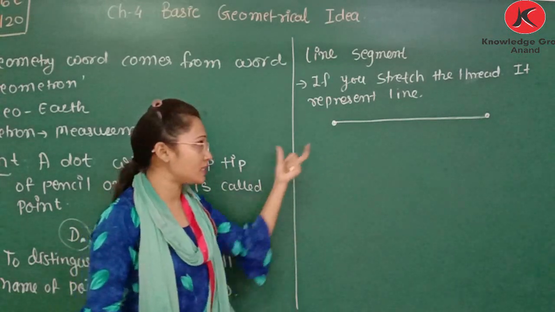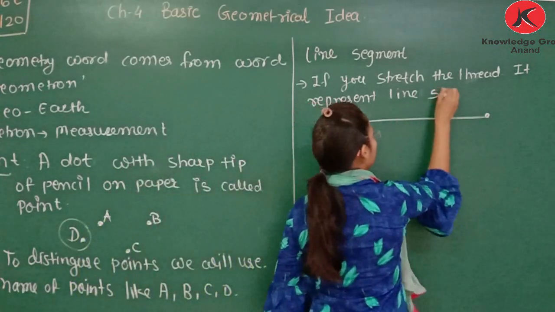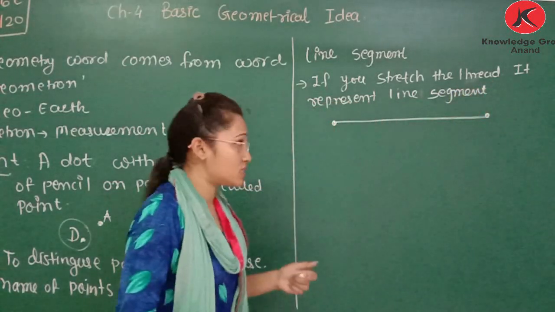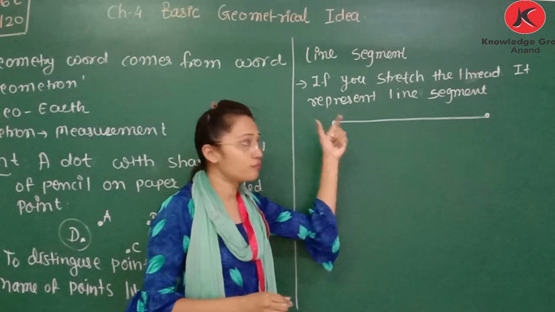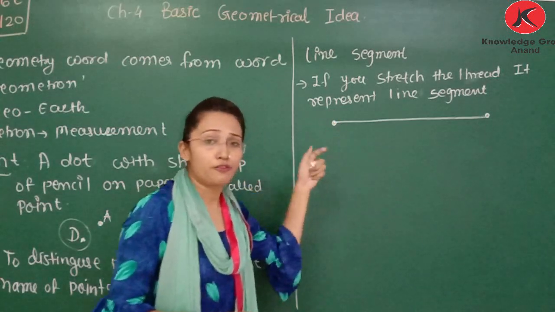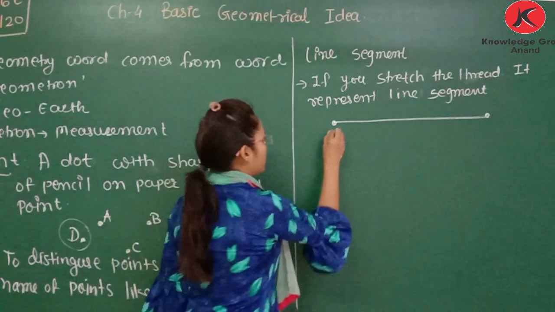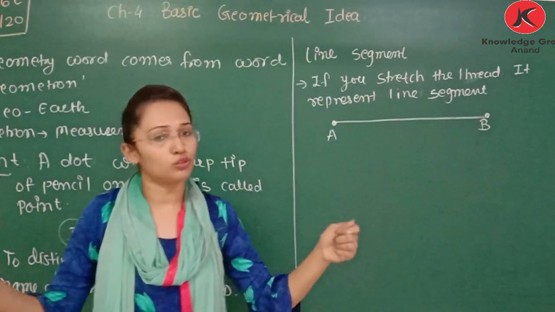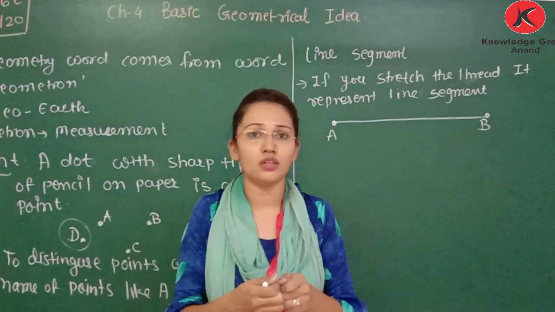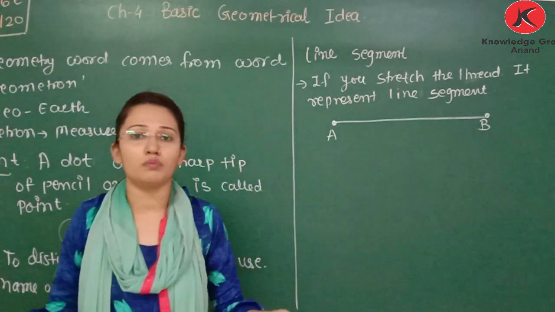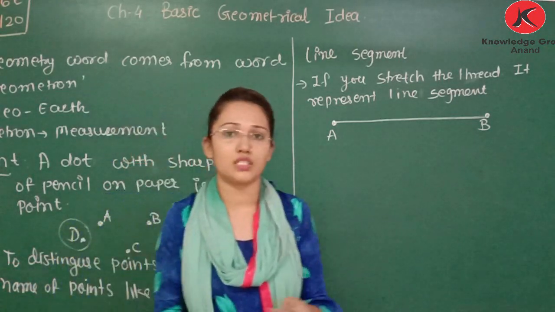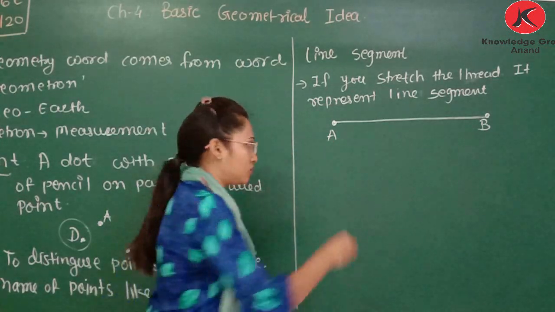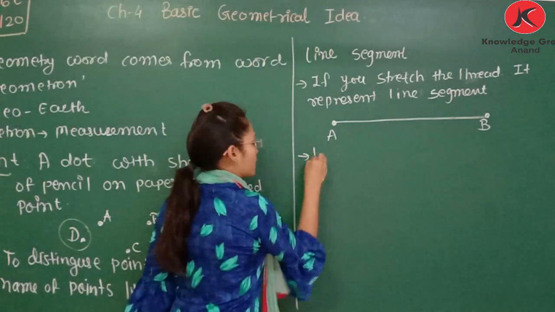There is a difference between line and line segment. A line segment has two end points, A and B. If you straighten the thread, it can be measured. It is not so long that it cannot be measured. So a line segment can be measured. Its size is fixed.